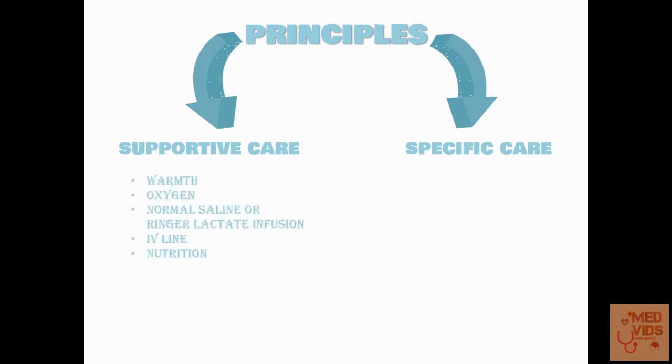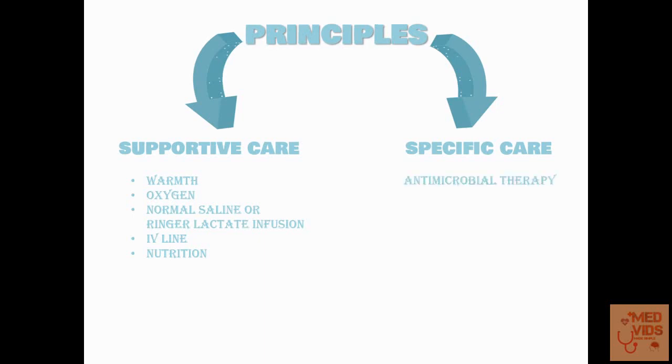So that includes maintaining the temperature of the child to prevent hypothermia, and if required, we should give oxygen for the child. If the child requires fluids, normal saline or ringer lactate infusion can be done, but it should be done very carefully. And if you need, you can set up an IV line if and only if required. You can administer glucose if required, and you should be taking care of the nutrition of the neonate. And if the child can tolerate oral feeds, you can very well advise the mother to breastfeed the neonate.